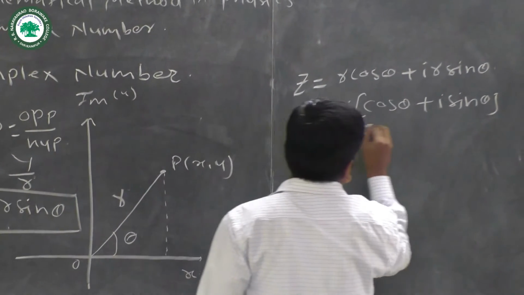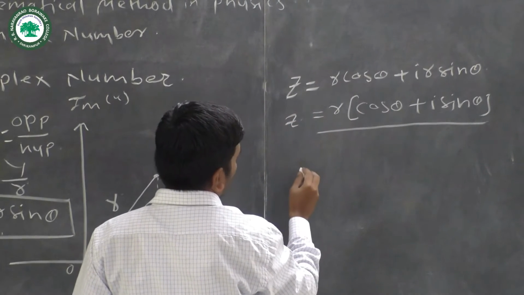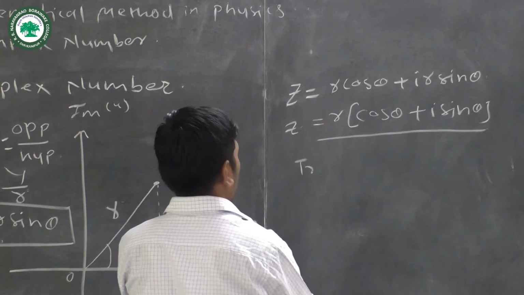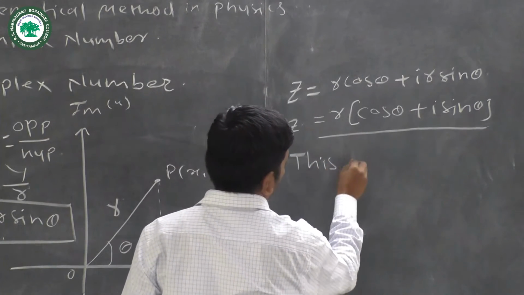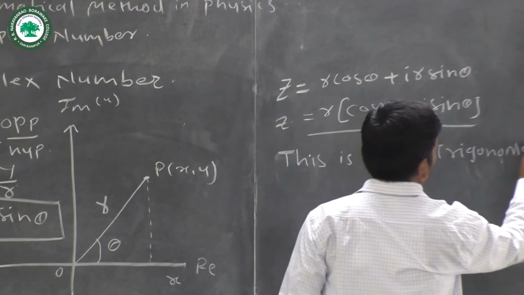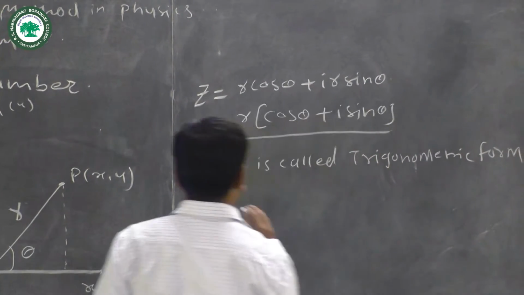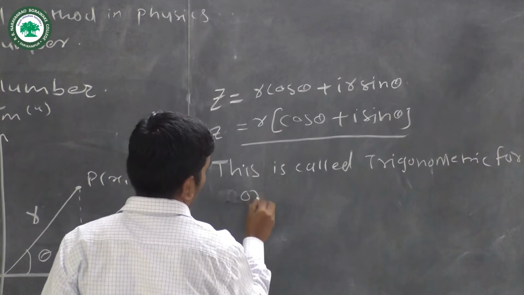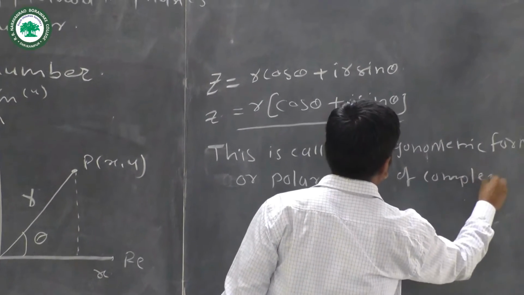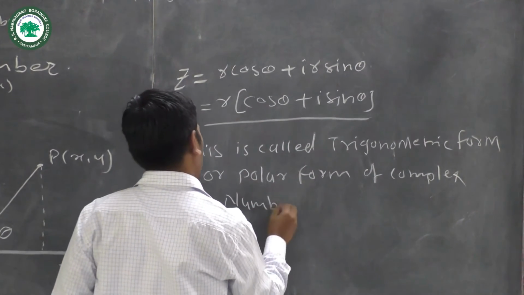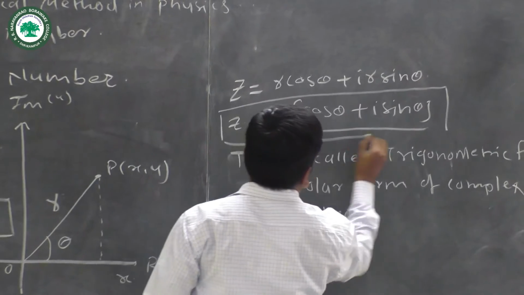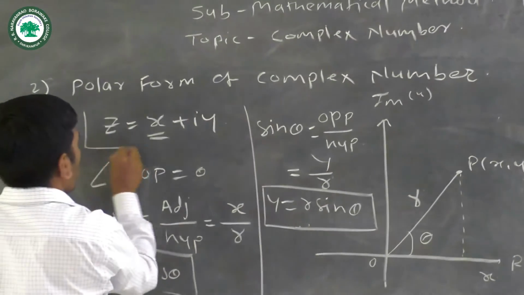This form of the complex number is called the trigonometric form or polar form of the complex number. So this is the polar form of the complex numbers, and this is the Cartesian form of the complex numbers.